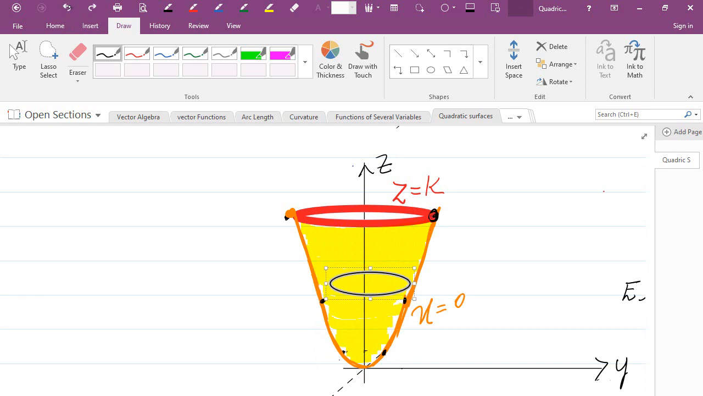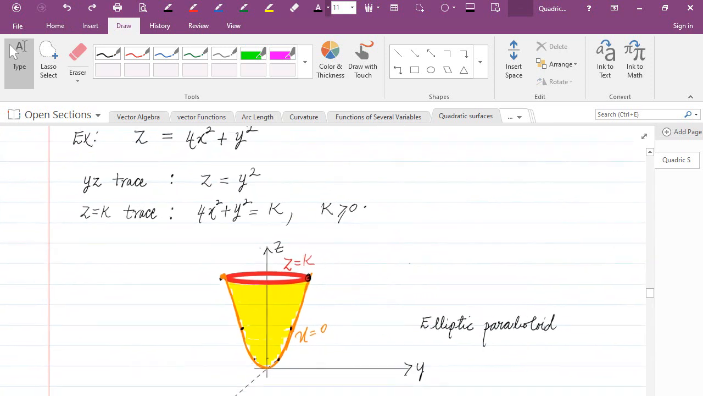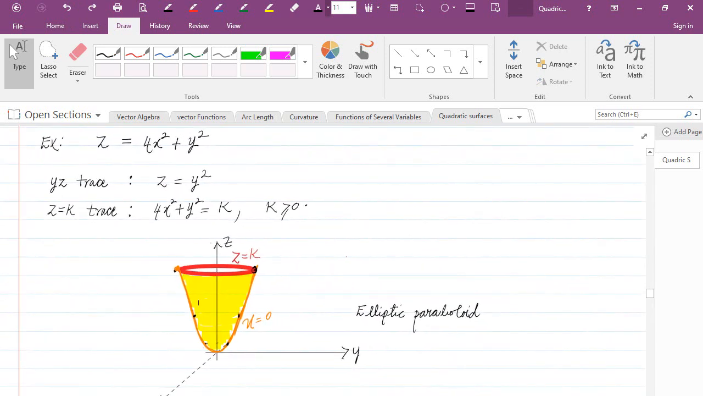So what we see then is that the graph of this equation is an object like this. Now it extends to infinity in the positive z direction. This is called an elliptic paraboloid.